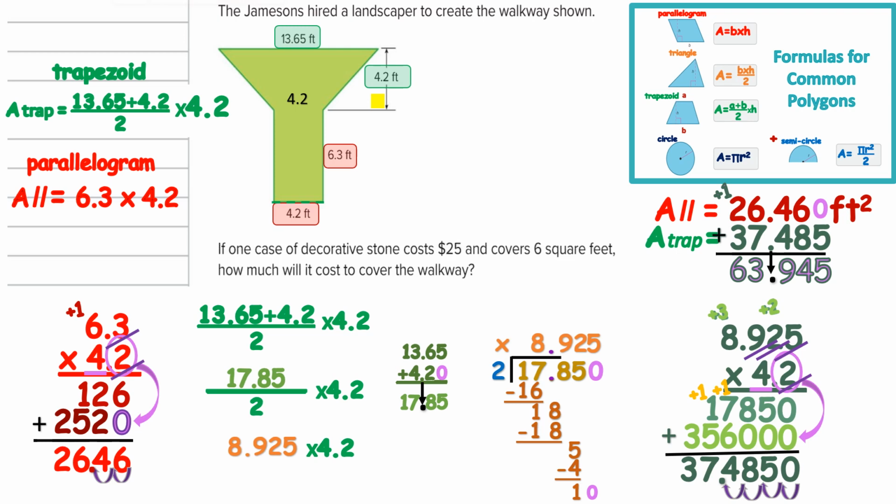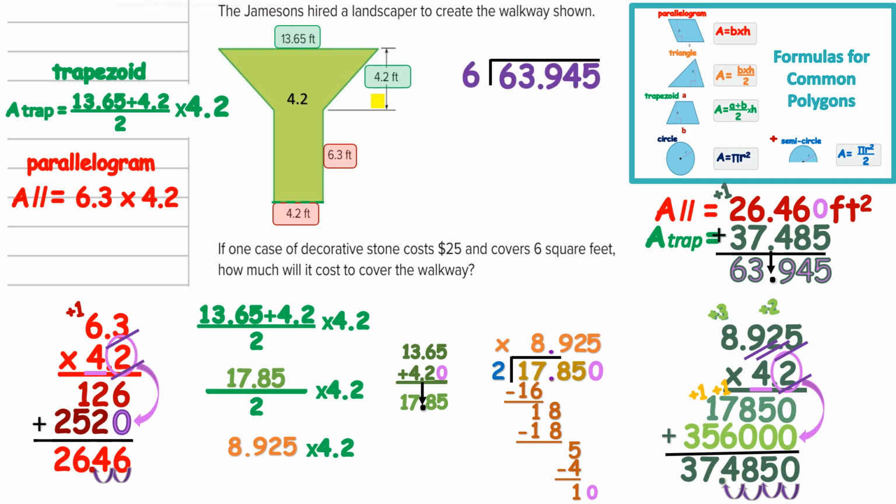So the question that's in your book is, if we're going to have this walkway and it's going to be covered with decorative stones that cost $25 per case, and each case will cover 6 square feet, what do I do with that? So what I do with that is I take the overall area and I'm going to put it in groups of 6.